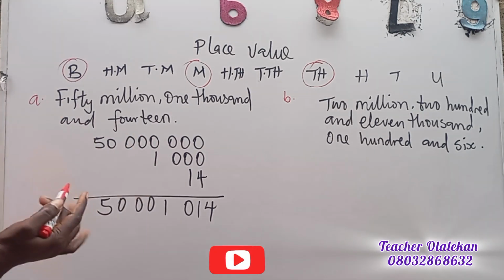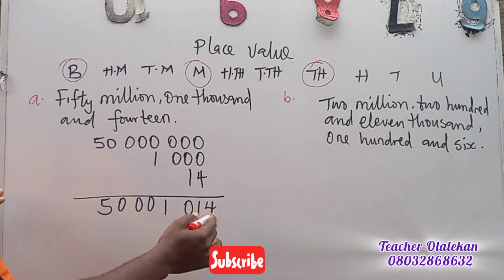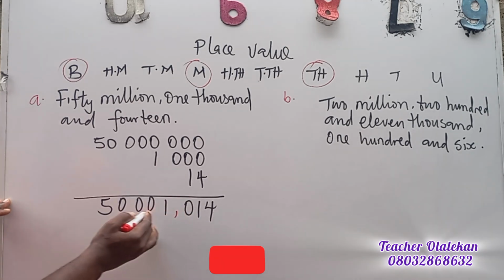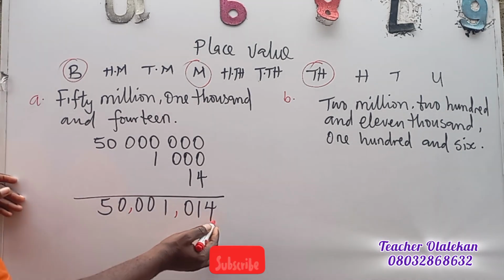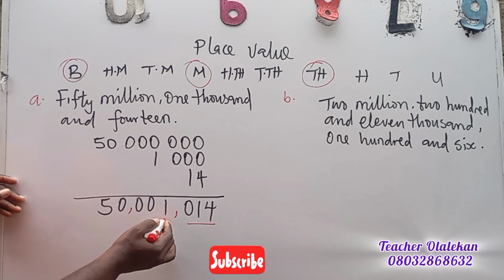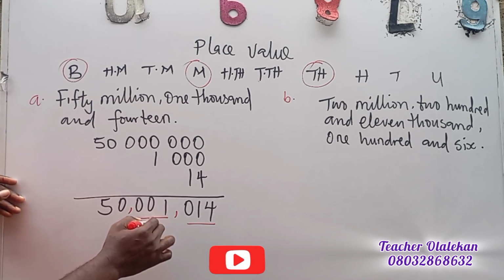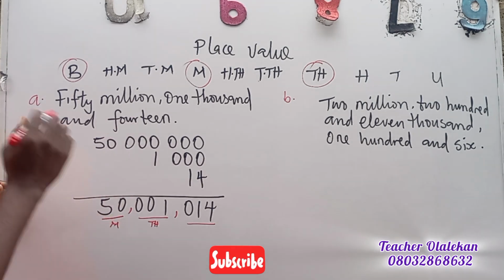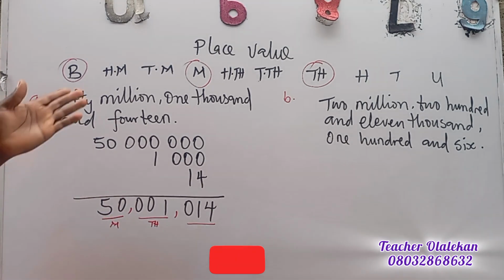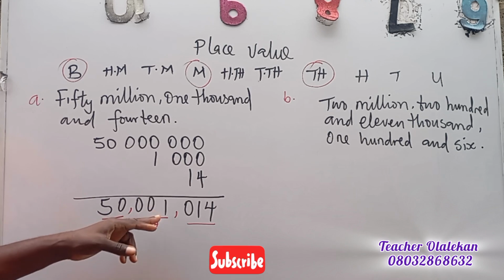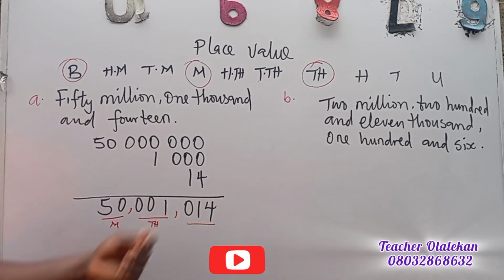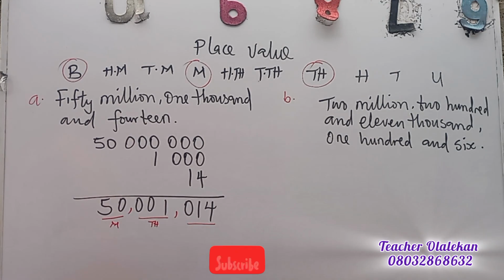To try to pronounce it and see if you have the same thing, let's group. 1, 2, 3, group. 1, 2, 3, group. So now comma. Let's group it the way we explained writing in words. This is the ordinary group, this is the 1,000 group, and this is the million group. Now let's pronounce it to see if it's the same with what we have. 50 million, 1 thousand, and 14. Yes, you're correct. So that's how to check if your answer is actually correct or wrong.